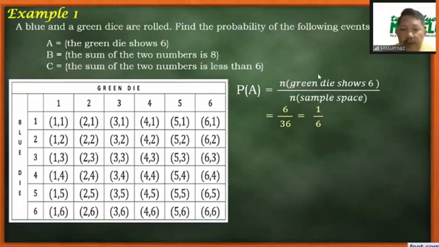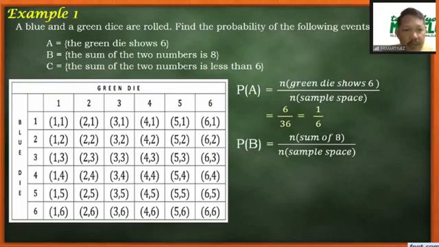We have 6 here because given that the green die shows 6. Therefore, we have 6. And then we got 36 by multiplying 6 times 6, which is 36. So 36 is the sample space, and the 6 is the number of favorable outcomes. To simplify 6 over 36, we get 1 over 6.